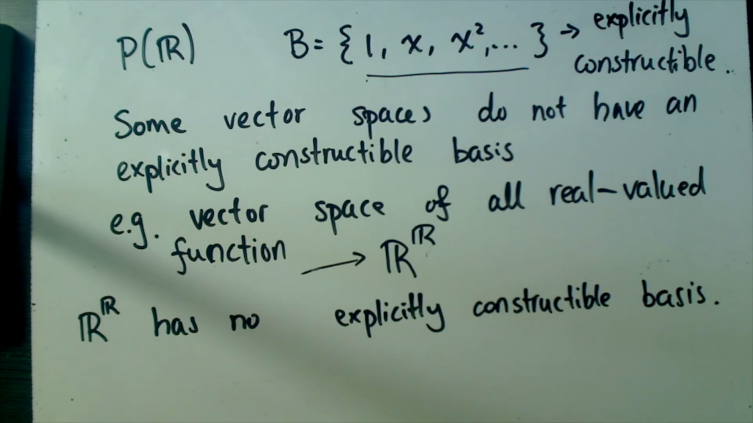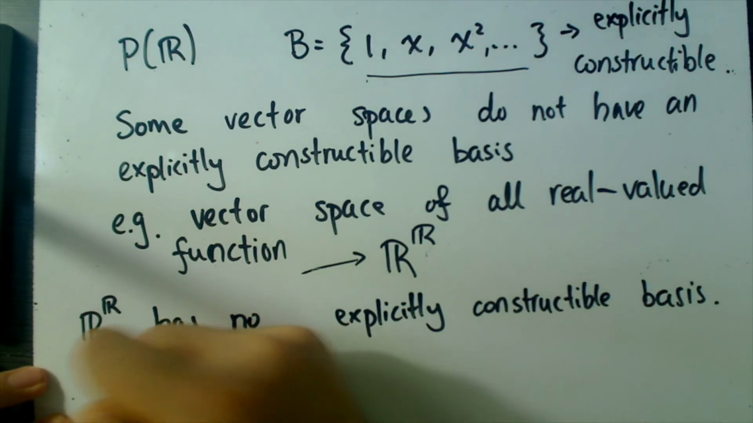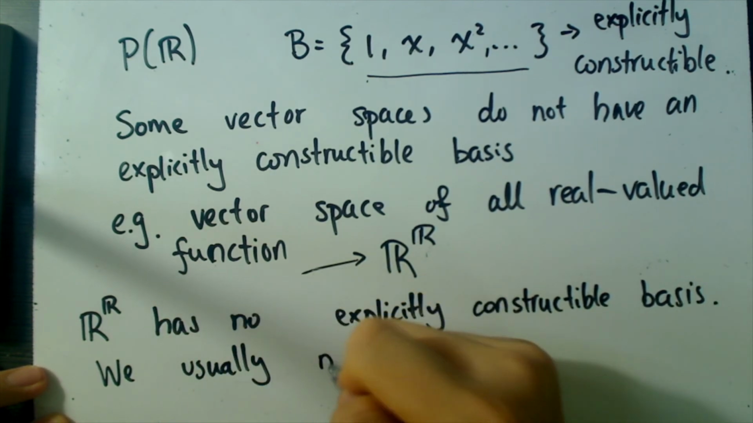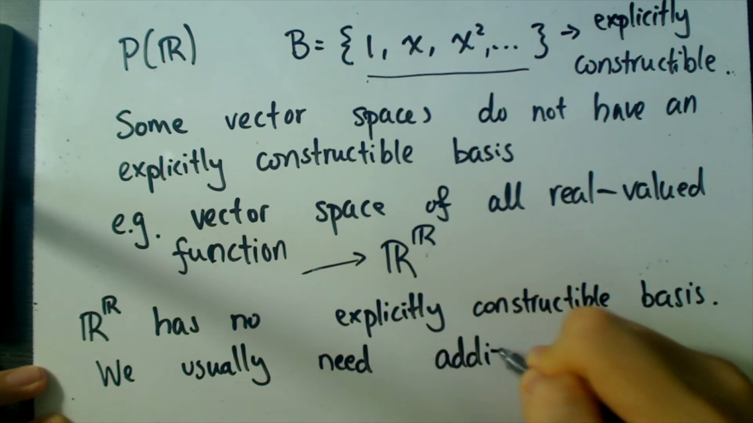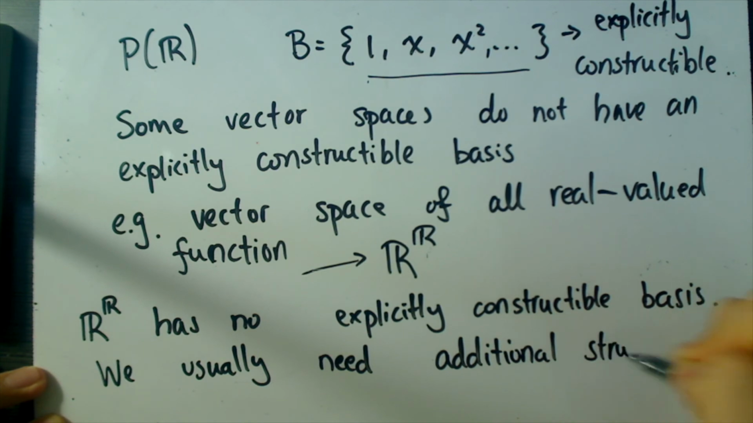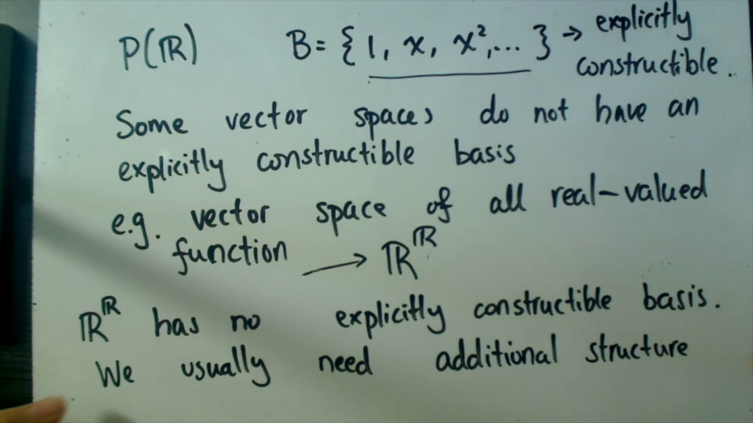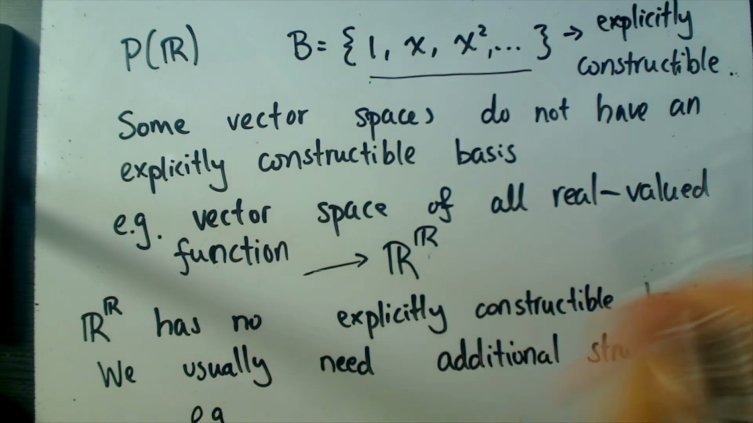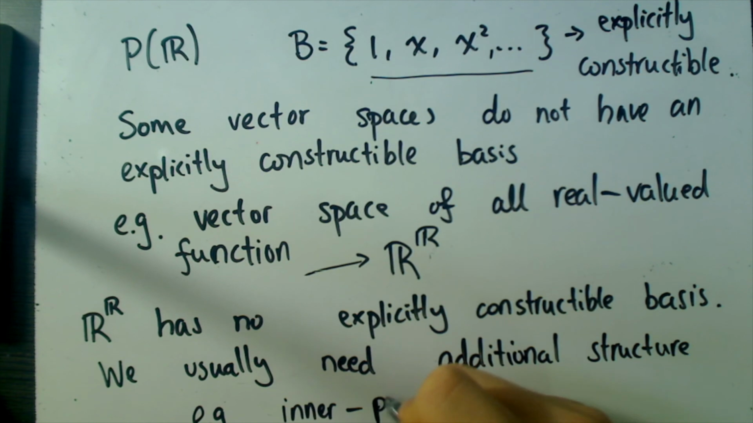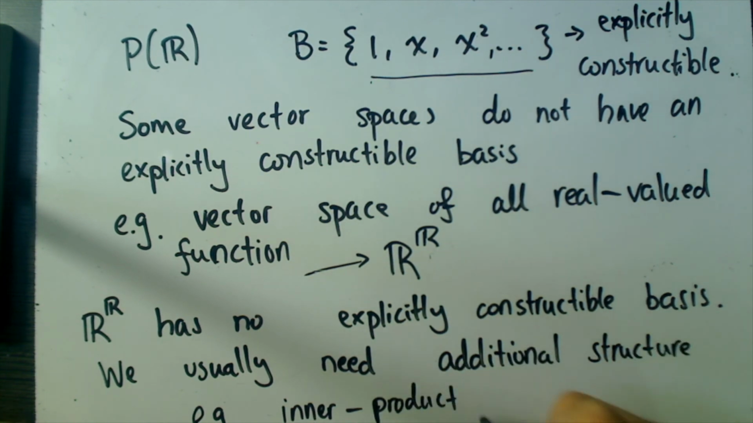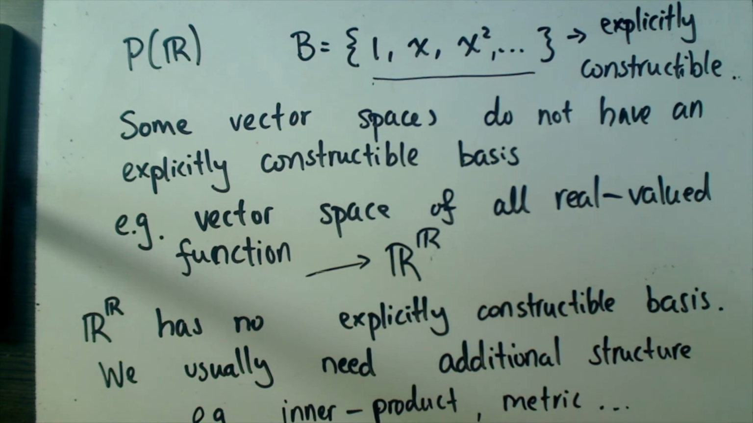And to properly study them, we usually need additional structure on the vector space. The structure can be, say, an inner product, for example, or the dot product, on the space, or you can say a metric, etc. So we usually need some additional structure on the space to properly study them. And the discipline that studies these infinite dimensional vector spaces is known as functional analysis.